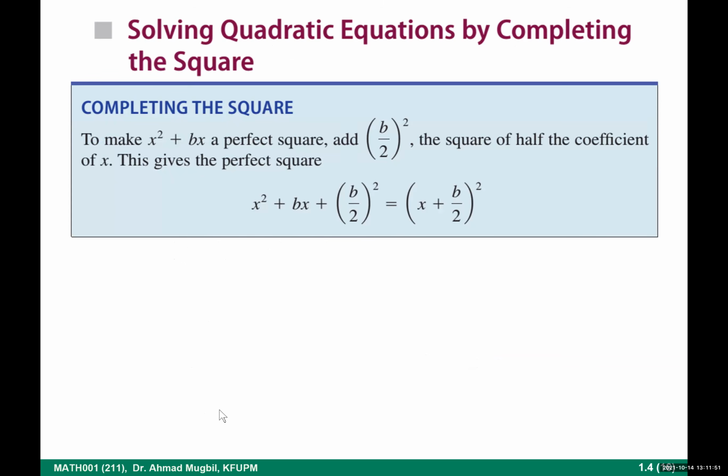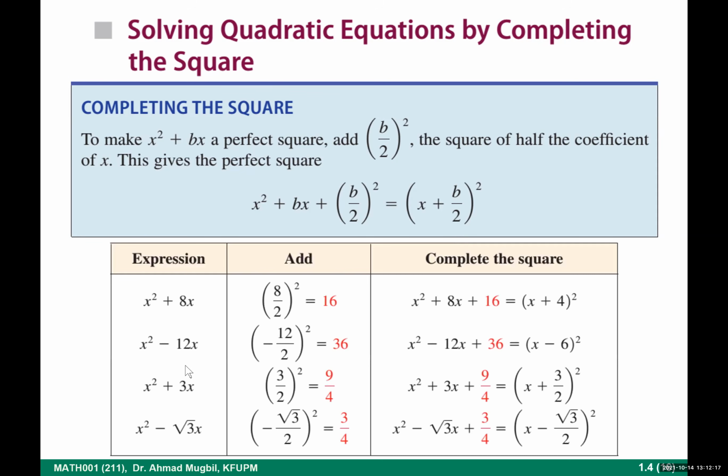So now, how to complete the square? You remember that from 1.2, from the equation of the circle, do you remember? You need to add the square of half of the coefficient of x. But before that, you need, of course, to have it in this form. The coefficient of x squared must be equal to positive 1. So if you add the square of half of the coefficient of x, you will get a perfect square. Here you have 4 examples, 4 expressions. Here is what you need to add, and here is how it becomes a perfect square after completing the square.